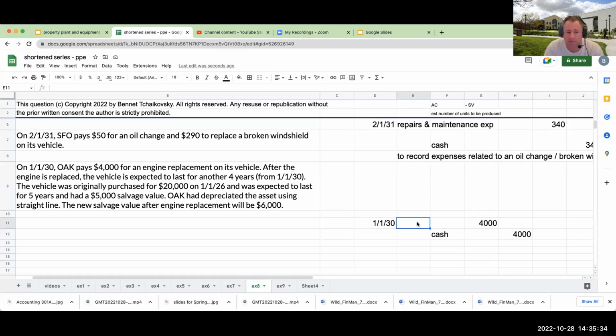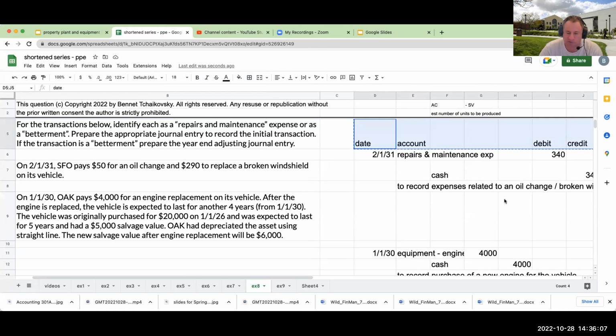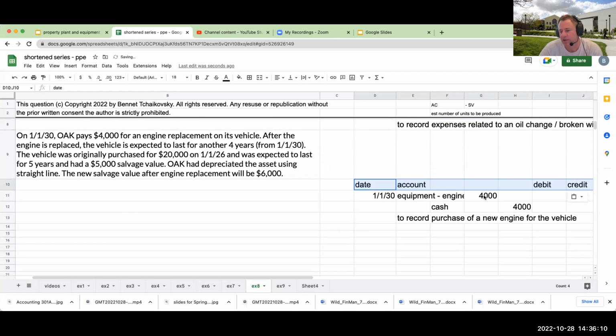So we're just going to go ahead and debit vehicle or equipment. We can call this equipment, engine. We would want to call it something where we clearly identify what it was, basically to record purchase of a new engine for the vehicle. When we're categorizing the asset, we want to make sure that we're using something that can clearly identify it internally. We're essentially capitalizing this cost instead of putting it into repairs and maintenance.